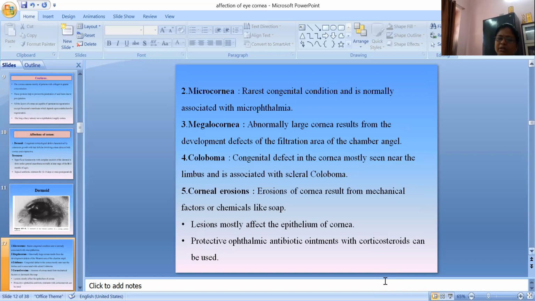Corneal erosion. Erosion of the cornea results from mechanical factors or chemicals. The lesion mostly affects the epithelium of the cornea. Protective ophthalmic antibiotic ointment with corticosteroid can be used in case of corneal erosion caused by mechanical factors or chemicals.